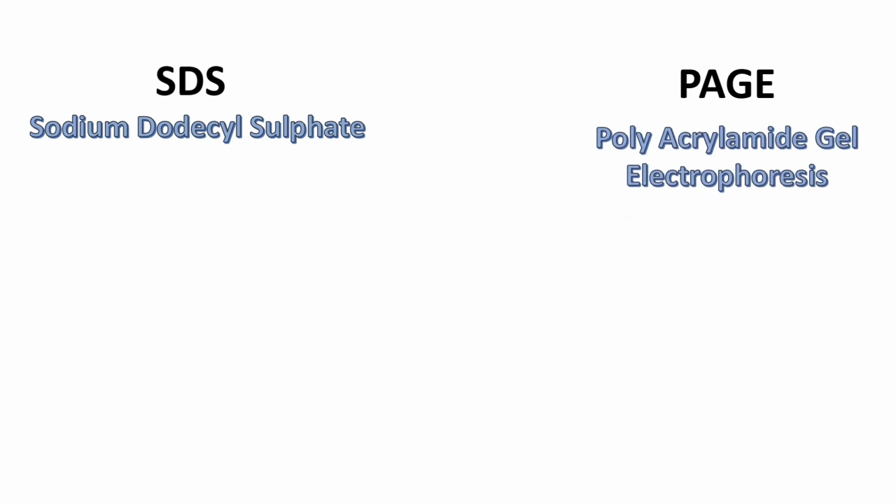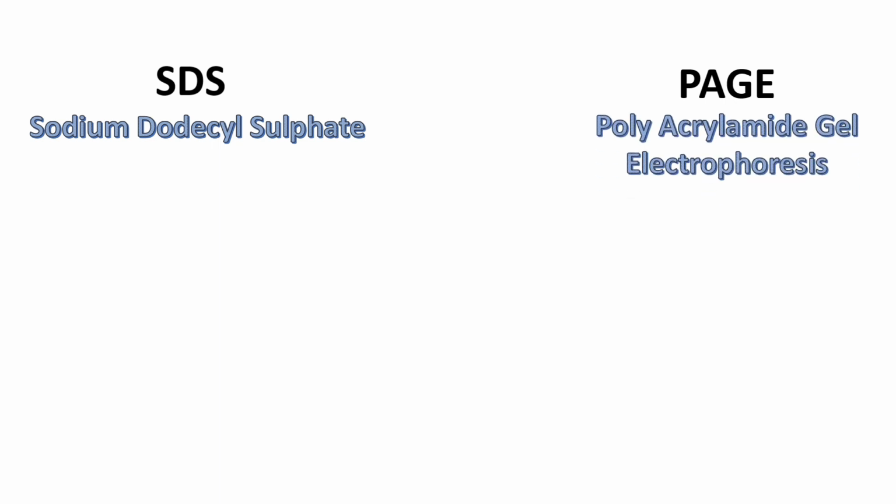So friends, first let us understand what is SDS-PAGE. SDS stands for sodium dodecyl sulfate and PAGE stands for polyacrylamide gel electrophoresis. SDS is an anionic detergent with negative charge, used as a strong denaturant to break the protein structure.